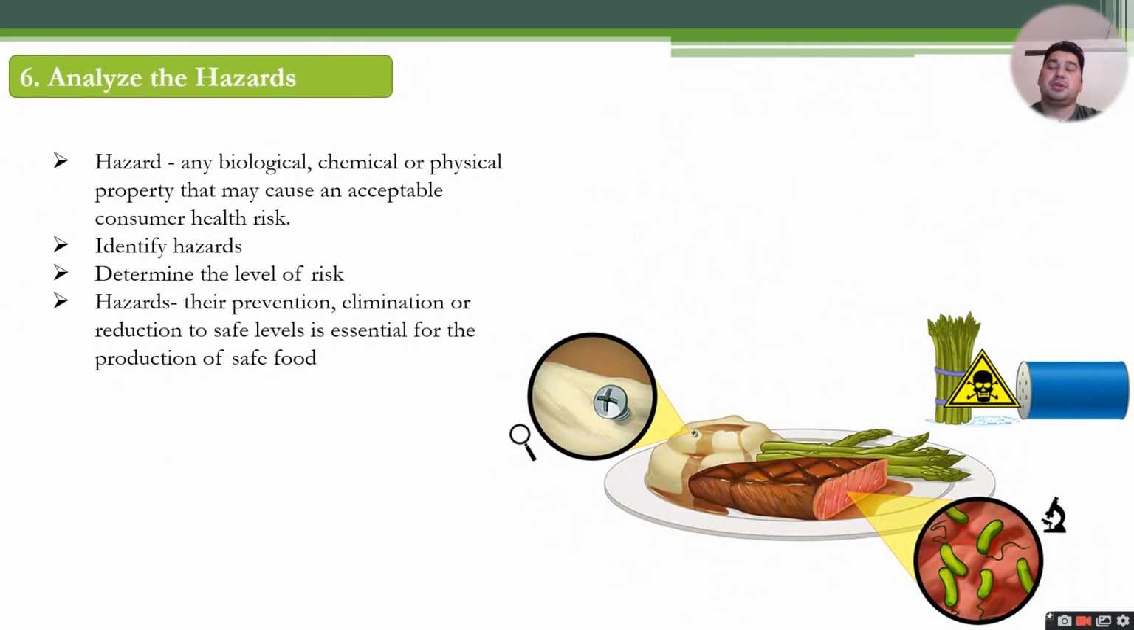Now, analyze the hazards. The first principle is analyze the hazards. Now we have finished with the 5 steps of the standards. Now we have the 7 principles. These 7 principles are very important. Hazard is any biological, chemical, physical, or allergenic thing that can cause harm to the consumer, that we have to analyze. What we have to do is identify the hazards and determine the level of risk. Then the prevention, elimination, or reduction of hazards to a safe level is essential for the production of safe food.